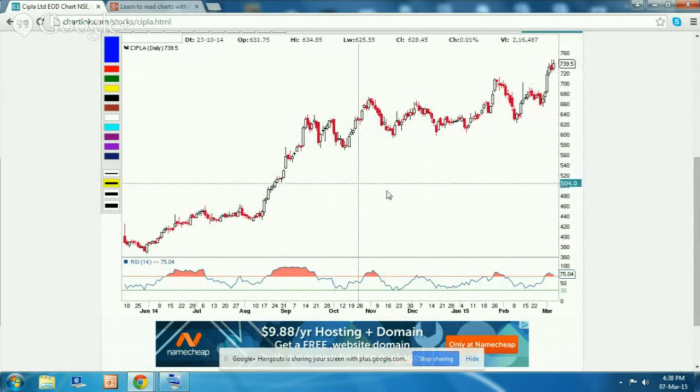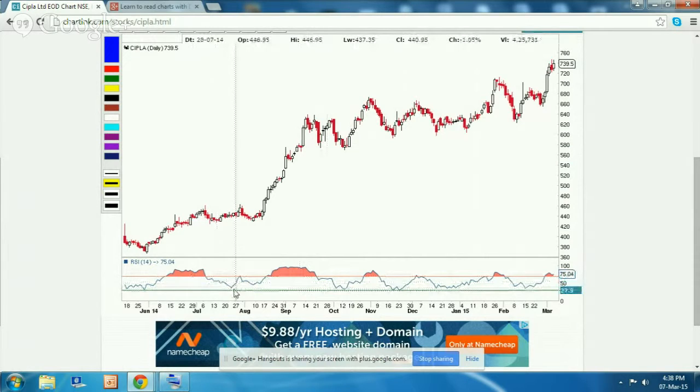So little of Elliott we have seen. What else can we see? We can look at the RSI. If you look at the bottom panel of this chart, there is RSI seen. RSI is an indicator which is telling us about the strength of the trend.